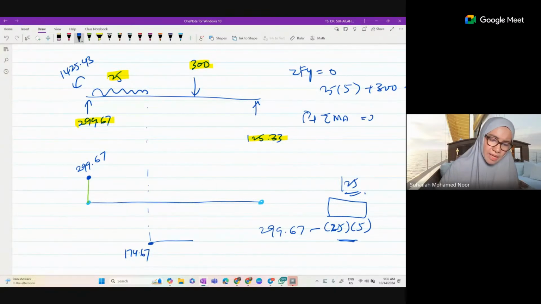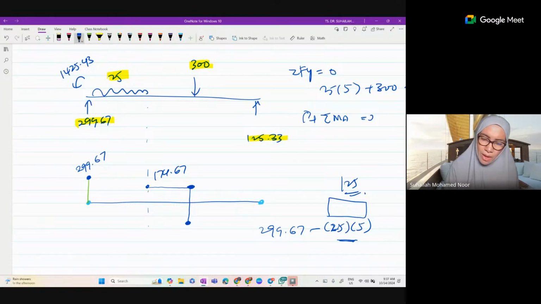Oh, dia dekat sini lah, bukan negatif kat sini ya. Dia bukan negatif, dia positif. So 174.67 atas. Okay, so nilai point dia di atas. Yang first one is 299.67. Lepas tu 174.67 dia positif. Okay, now dia akan go straight sampai jumpa 300. And then dia akan go down 300.